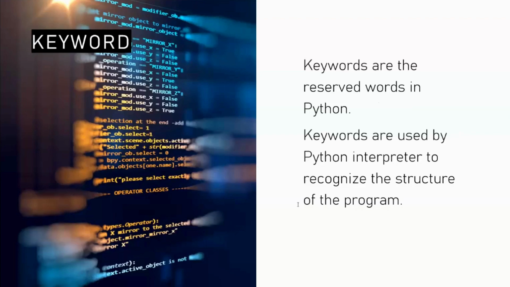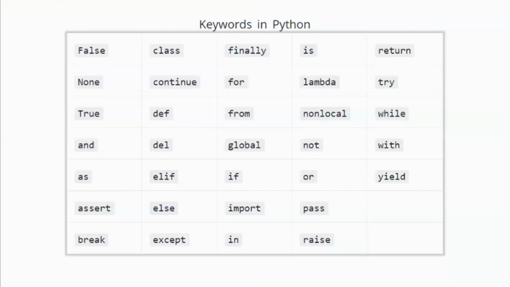Keyword. A keyword in Python refers to a predefined word that Python reserves for working programs that has a specific meaning. You can't use a keyword anywhere else. A keyword is also used by the Python interpreter to recognize the structure of the program. There are many keywords defined by Python.